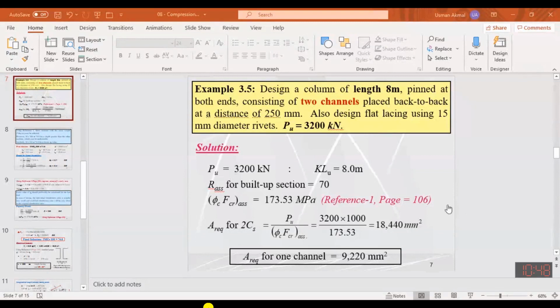How to compute the compressive force in lacing? No idea?